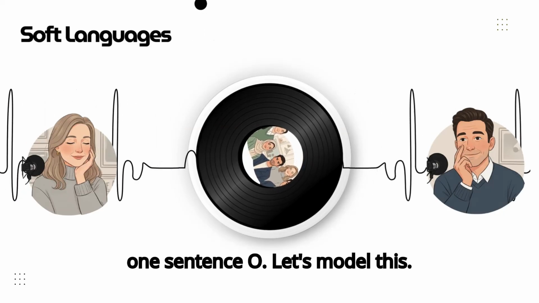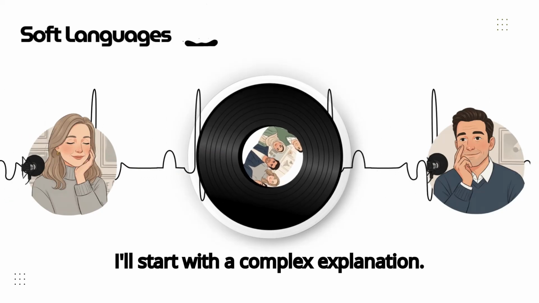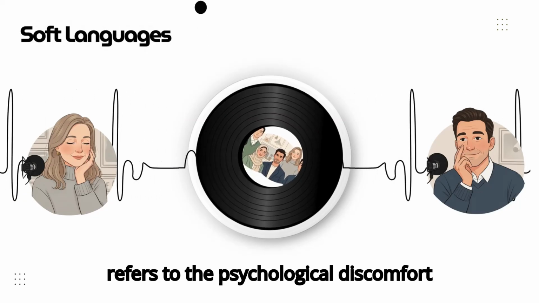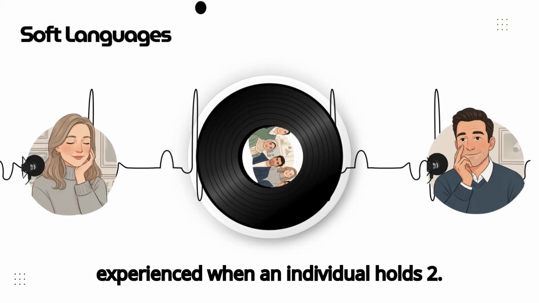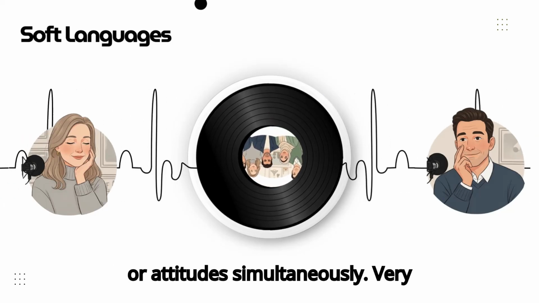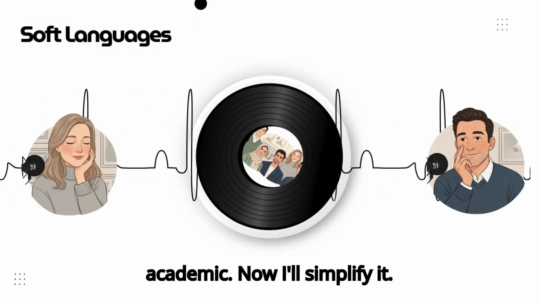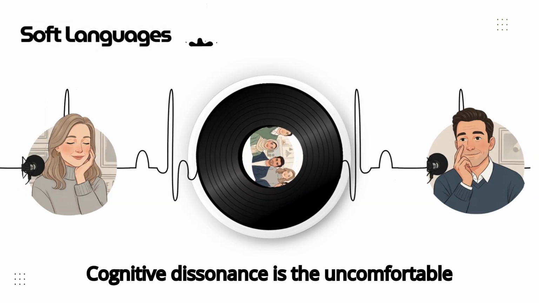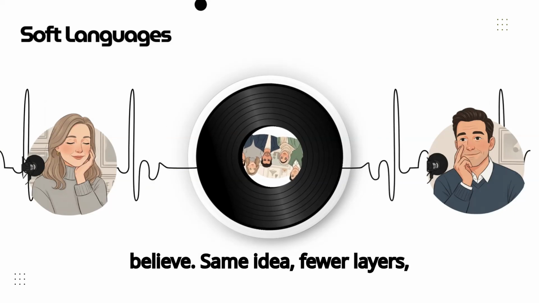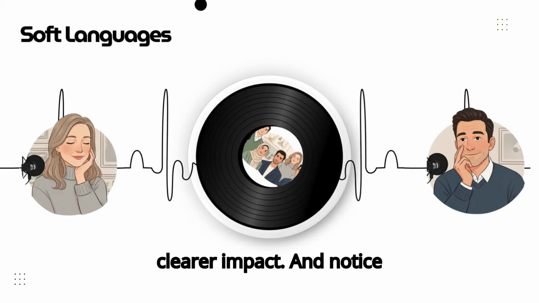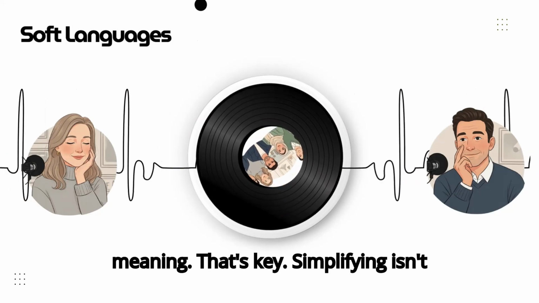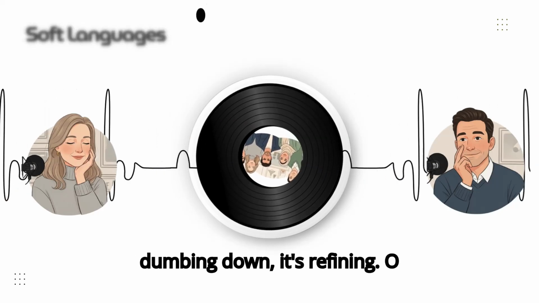So let's model this. I'll start with a complex explanation. Ready? Go for it. Cognitive dissonance refers to the psychological discomfort experienced when an individual holds two or more contradictory beliefs, values, or attitudes simultaneously. Very academic. Now I'll simplify it. Cognitive dissonance is the uncomfortable feeling you get when your actions don't match what you believe. Same idea. Fewer layers, clearer impact. And notice we didn't oversimplify, we preserved meaning. That's key. Simplifying isn't dumbing down, it's refining.